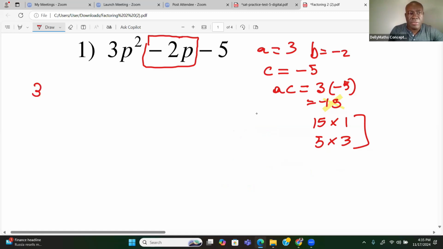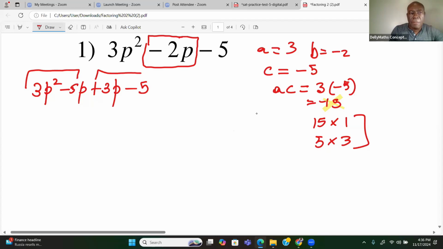So let us go. This is going to be 3p squared, we're going to put negative 5p plus 3p, and then we have minus 5. So what we want to look at is the fact that these are the two things that we brought in. They are substituting for negative 2. Now, because I have four terms, I'm going to employ grouping, where here are my sets. This is my first group and this is my second group.